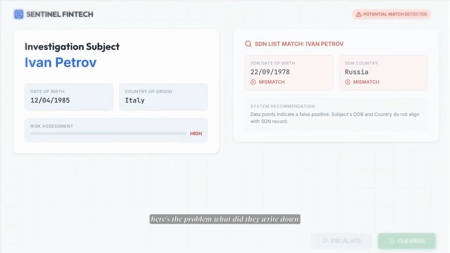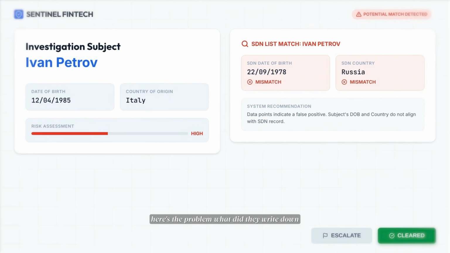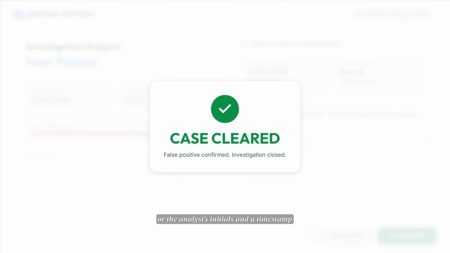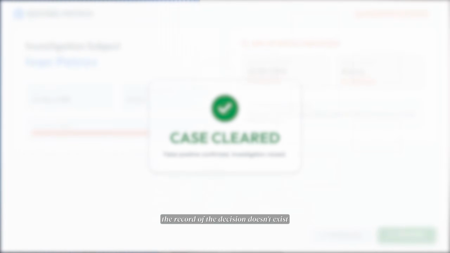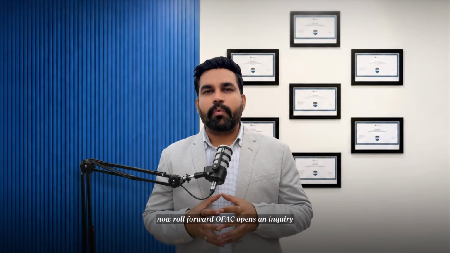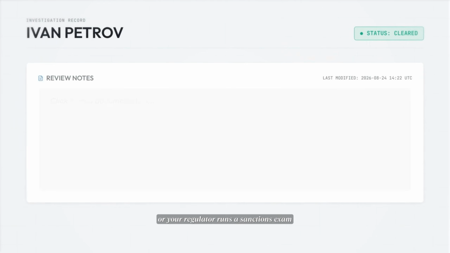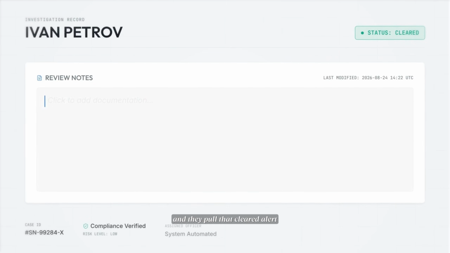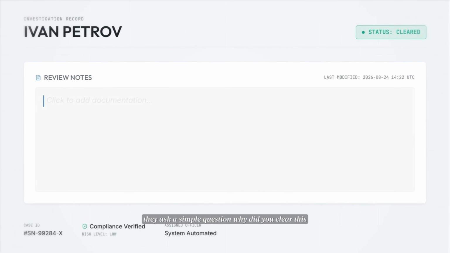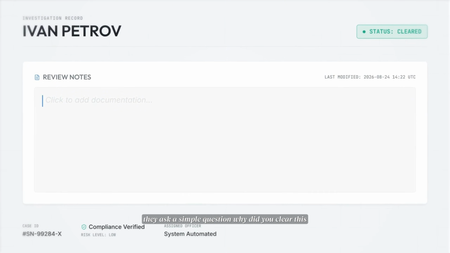Here's the problem. What did they write down? At a lot of institutions, the answer is nothing, or one word, reviewed, or the analyst's initials and a timestamp. The decision was right, the record of the decision doesn't exist. Now roll forward, OFAC opens an inquiry, or your regulator runs a sanctions exam and they pull that cleared alert. They ask a simple question: why did you clear this?